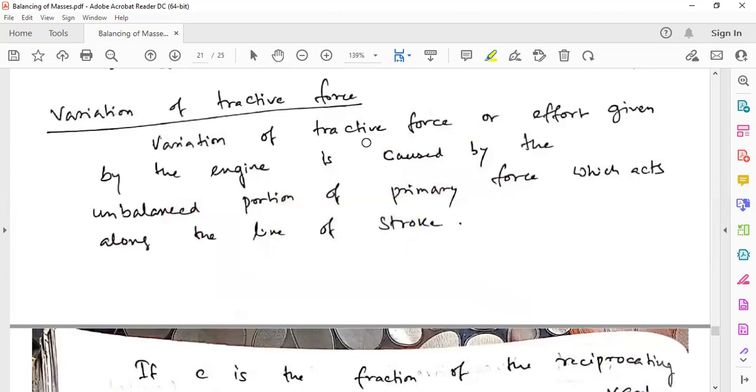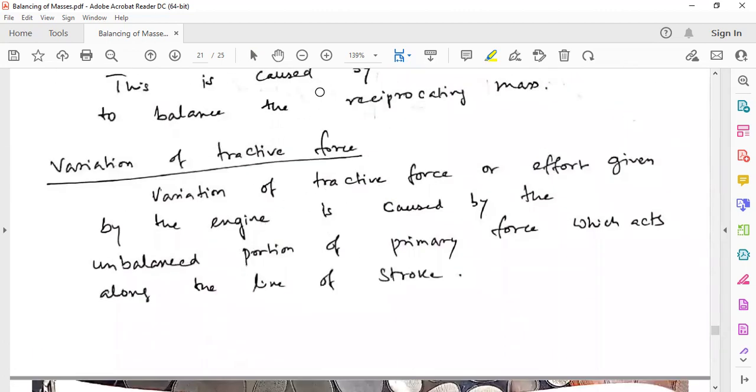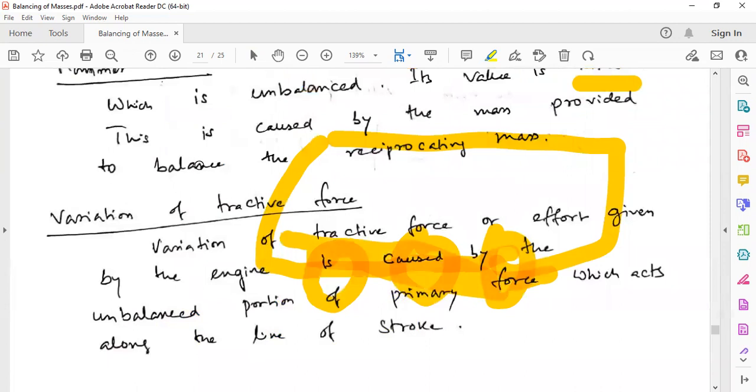Now, variation of tractive force. The variation of effort given by the engine is caused by the unbalanced portion of the primary force, which acts along the line of stroke. It's difficult to show, but let me draw the engine. Suppose this is the engine side view. Assume this is one wheel, another wheel, another wheel, more wheels are there. Here we have the connection. The locomotive is moving in this direction.